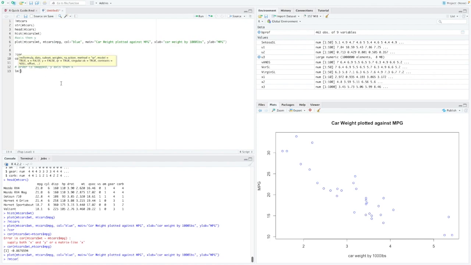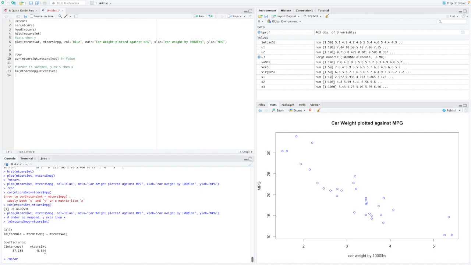And I'm going to do mtcars miles per gallon. So I do my y first, tilde, mtcars weight. Right? That's going to be my linear model. That gives me a line with a slope of negative 5.334 and a y-intercept of 37.285. And that would look to be the case, right? It'd be up here. So that's my linear model, and I need that in order to create my line.